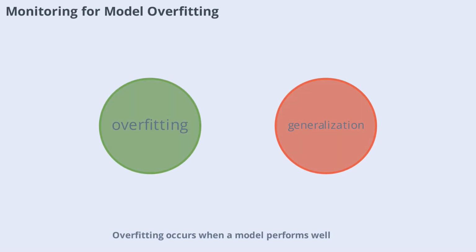Overfitting occurs when a model performs well on training data but poorly on new data. Monitoring for overfitting involves comparing performance on training and validation datasets. Early detection allows you to adjust model complexity or retrain with more diverse data, ensuring better generalization.